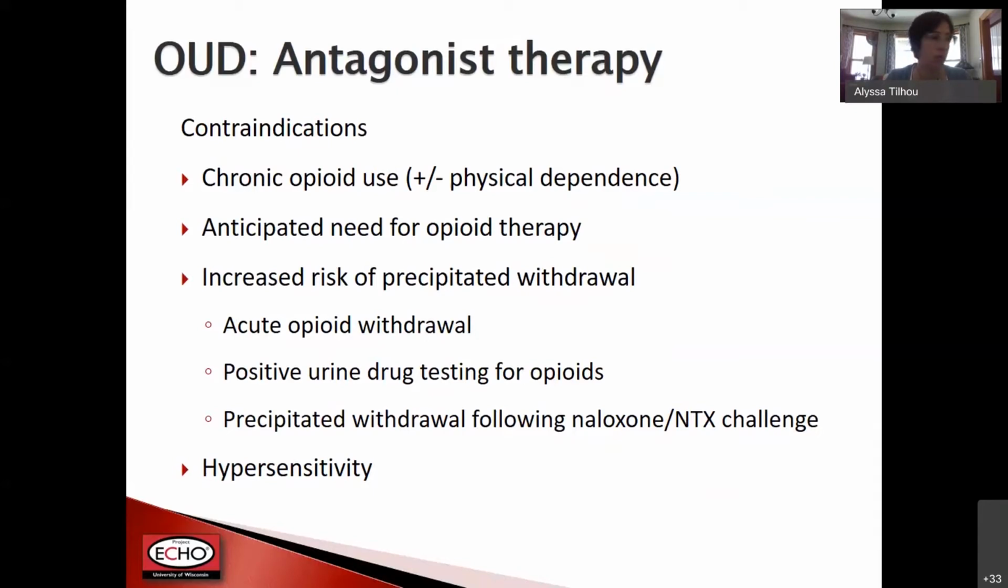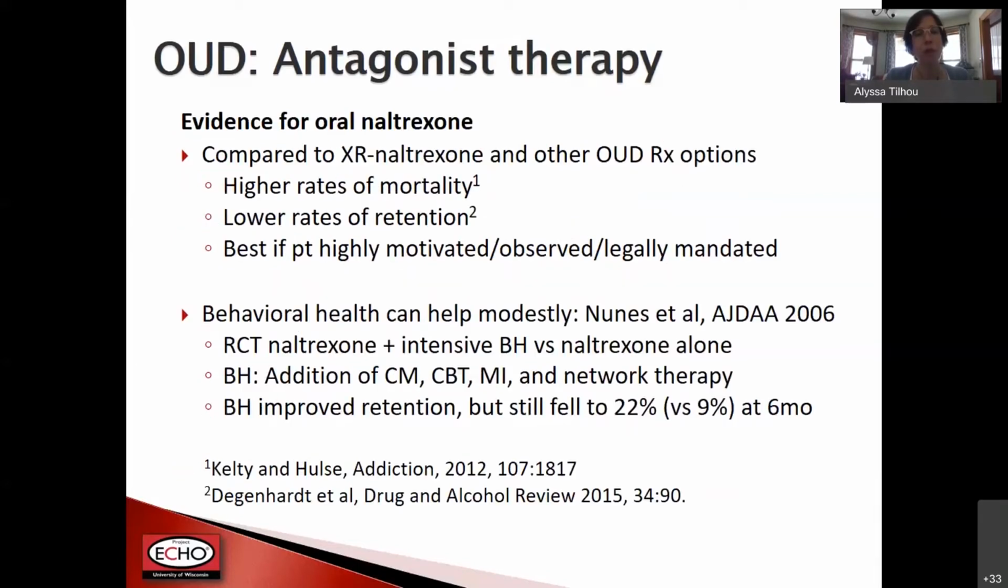A naloxone challenge is usually 0.4 to 0.8 milligrams as an IM injection, though you can also give 25 to 50 milligrams of the oral tablet. The IM naloxone challenge will give you far more immediate results, whereas an oral challenge can take about an hour to really know if someone's going to experience withdrawal. And then hypersensitivity is a contraindication.